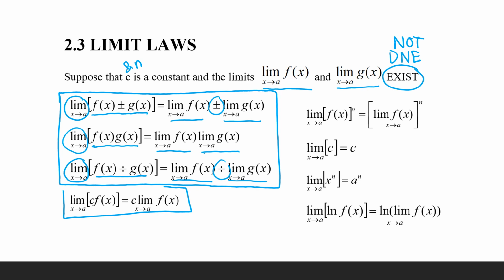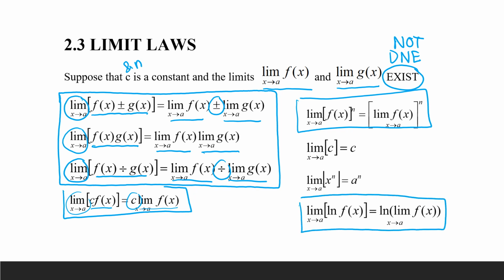Similar to these, you can multiply a constant times a function and then evaluate the limit, or you can evaluate the limit then multiply by a constant. You can raise a function to a power and then evaluate the limit, or take the limit of the function and then raise that limit to a power. And then this last one is a little more similar to those other ones than the ones in the middle. So you can take the natural log of a function and evaluate the limit, or you can evaluate the limit and then take the natural log.